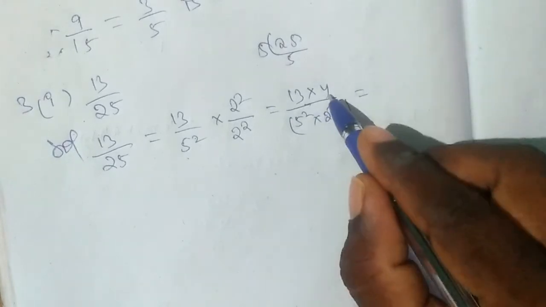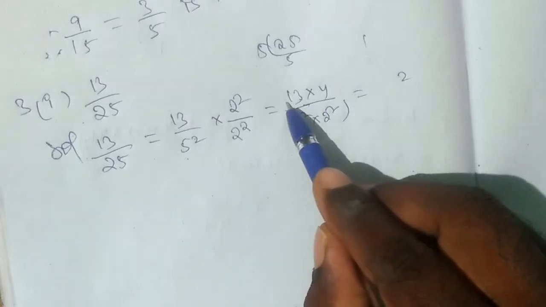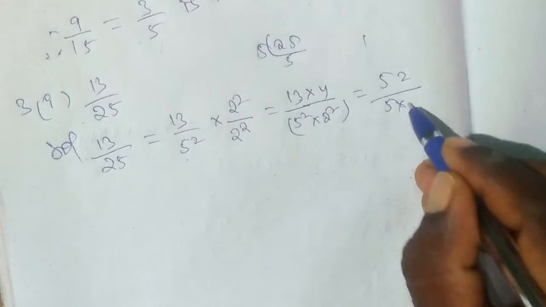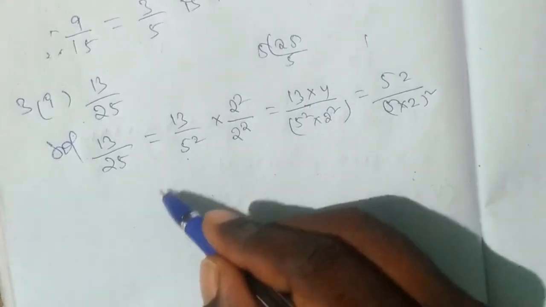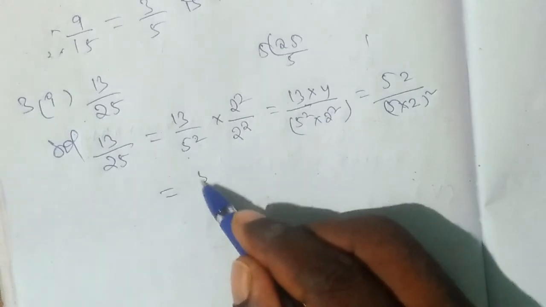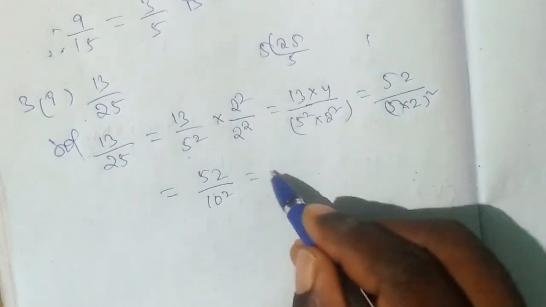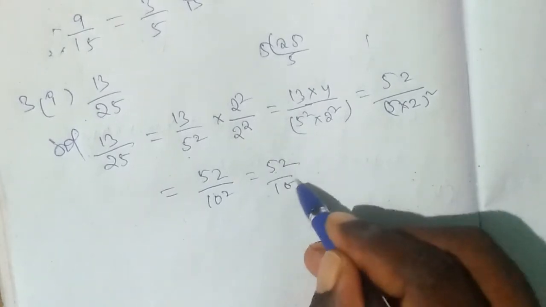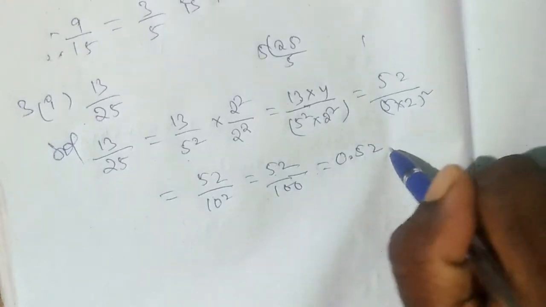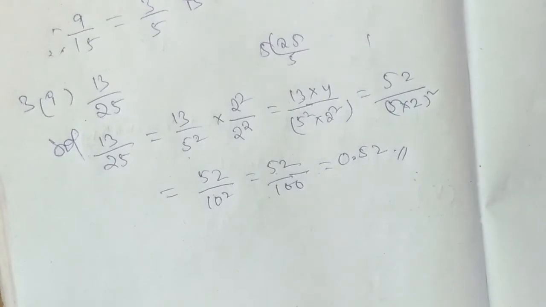So 4 3s are 12, 1 4 1s are 4, 52. 52 by 5 into 2 whole square, that's equal to 52 by 10 square, 52 by 100, so it is 0.52. This is the first answer.